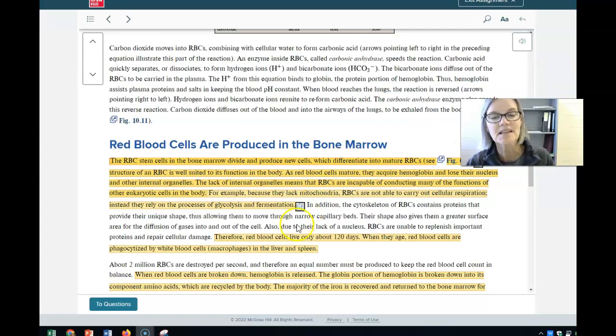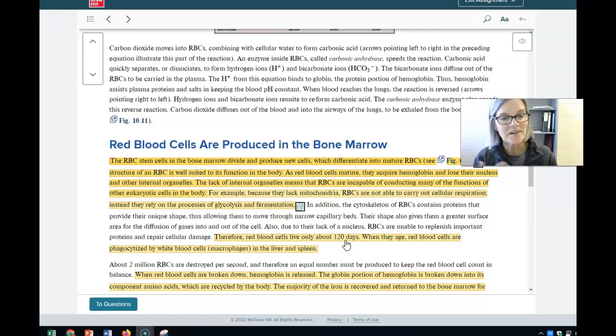So what happens is red blood cells can't replace themselves. They don't have the genetic material to make more red blood cells. They always have to be made from the bone marrow. A single red blood cell can only live for about 120 days, about 4 months, and then they're just going to die.